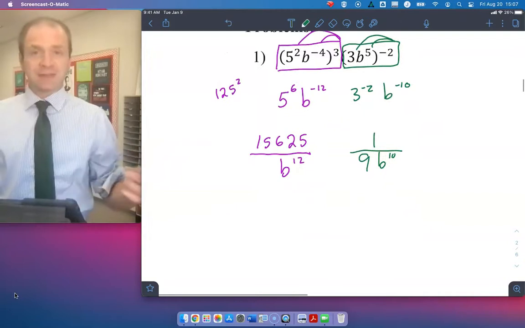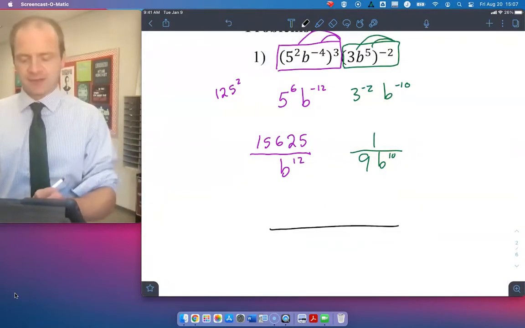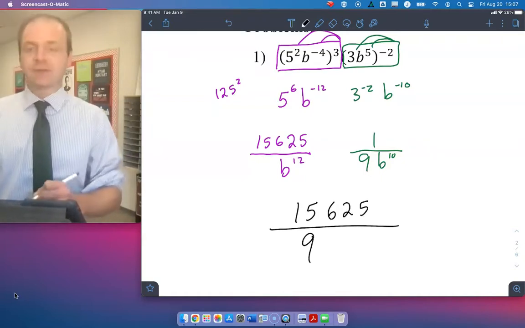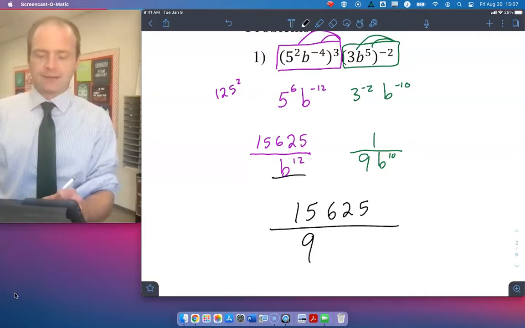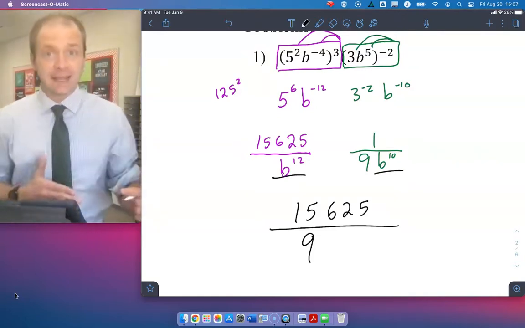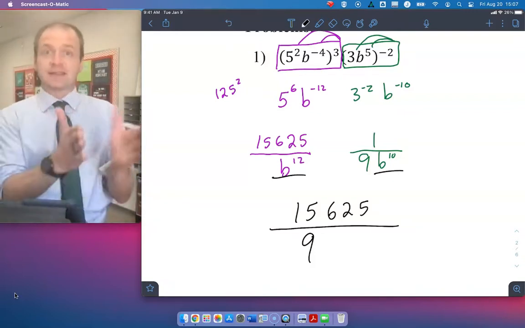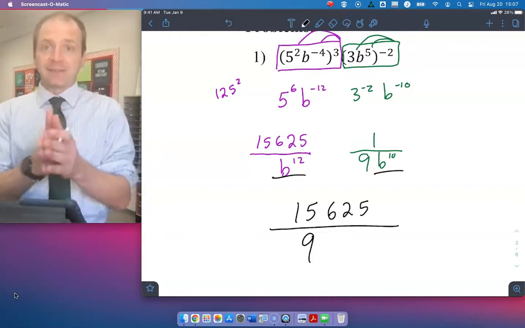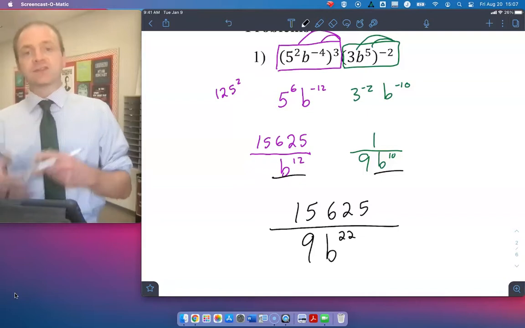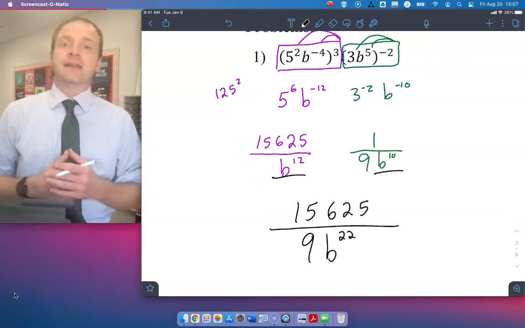And, well, what happens when you multiply fractions? Well, they just combine together to give you one fraction. You multiply the tops. Anything by 1 is just itself. I have a 9 for a coefficient, and I'm multiplying b to the 12th times b to the 10th. Not multiplying the exponents. I'm multiplying b to the 12th times b to the 10th. When you're multiplying like bases, you add the exponents. And so that is your answer, 15,625 over 9 b to the 22nd.